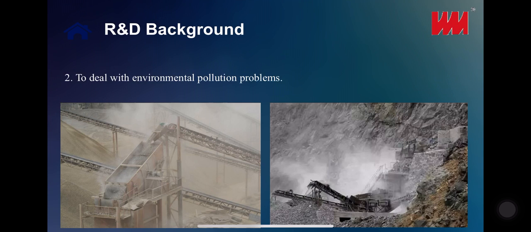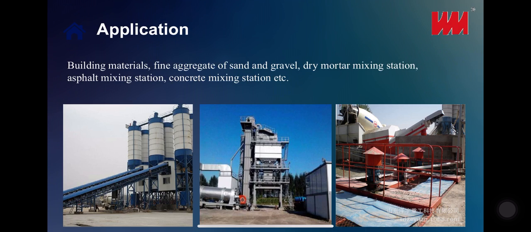Second is to deal with environmental pollution problems. The traditional screen is a circular motion screen. It has a problem of serious environmental pollution. The application of our composite frequency screen is used in building materials, fine aggregate of sand and gravel, dry mortar mixing station, asphalt mixing station, concrete mixing station, etc.